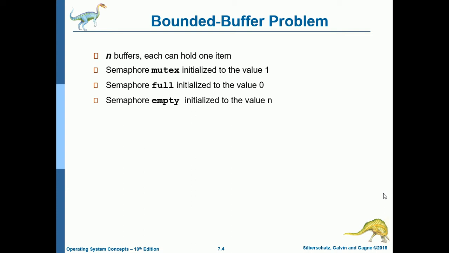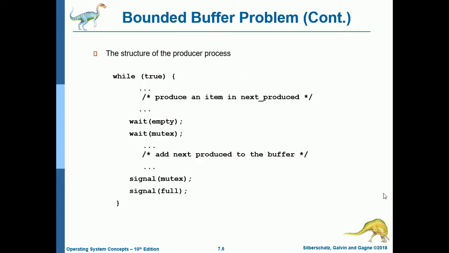For the bounded buffer problem, we have n buffers, each can hold one item. We have semaphore mutex initialized to the value 1, semaphore full initialized to the value 0, and semaphore empty initialized to the value n. So this is the structure of the producer process. This is the code. We have a while loop, and it uses wait and signal because it's a semaphore.